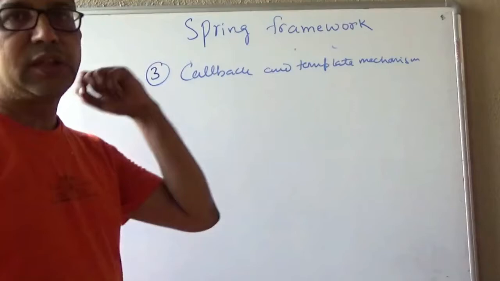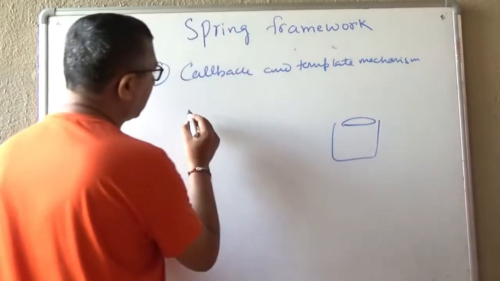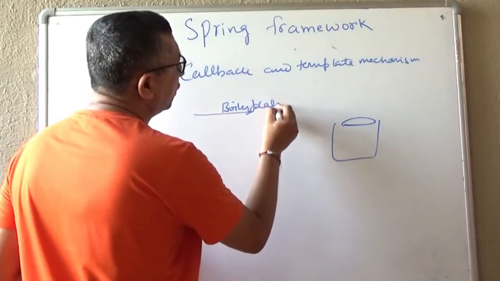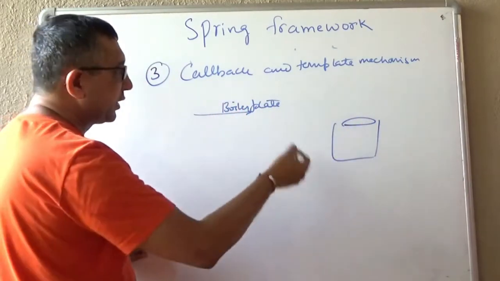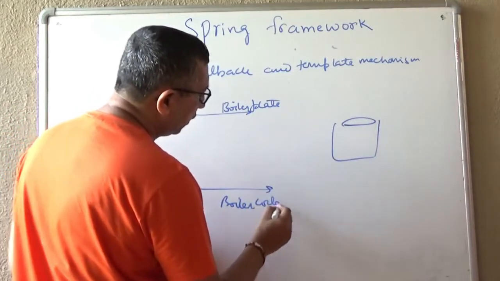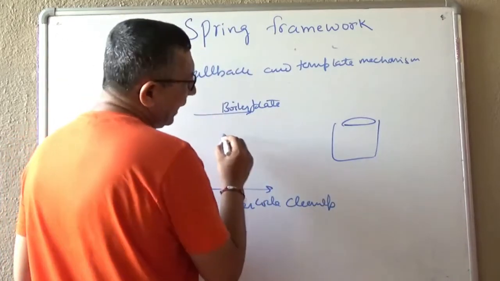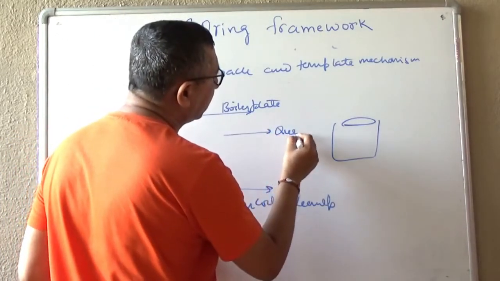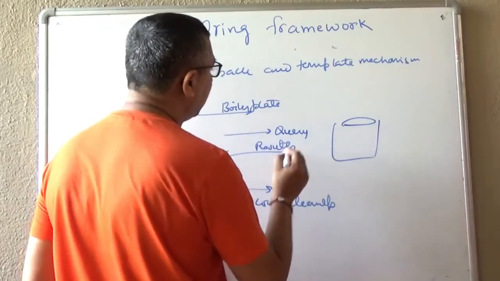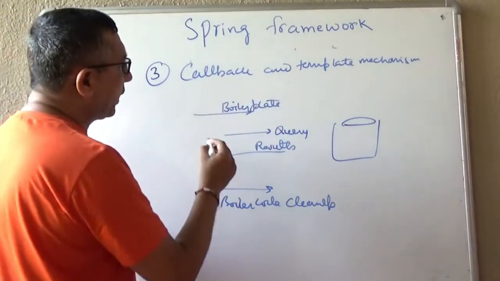A simple example is, for example, you want to open a database connection. So usually what happens is that you have a lot of boilerplate code to start the connection, get the session and things like that, and a lot of boilerplate code to clean up. And in between, essentially what you do is issue a query and get the results which you want to process. So that's what the template and callback mechanism does.